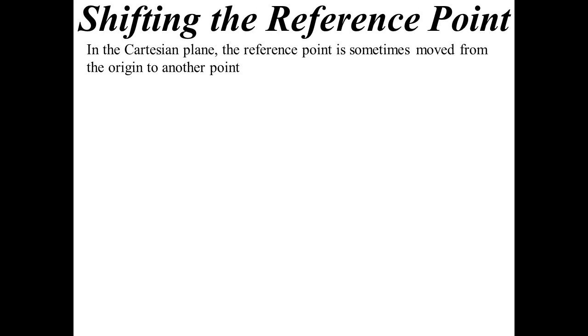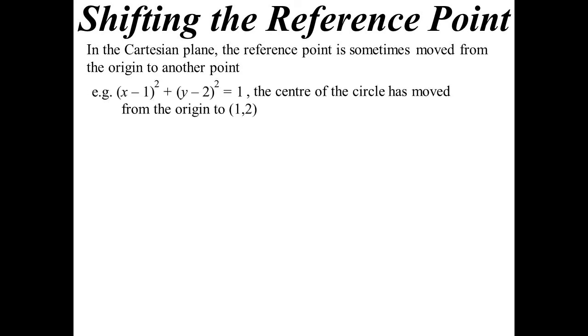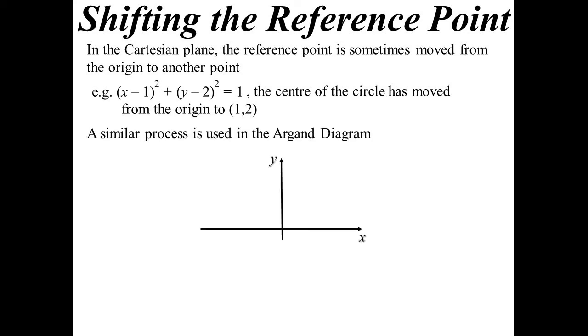Shifting the reference point. We see this a lot in coordinate geometry. Classic one is the circle there. If I move the centre of the circle from the origin to (1, 2), it becomes (x minus 1) squared plus (y minus 2) squared is equal to 1. Well, the Argand diagram is very similar to the number plane, so the same sort of ideas apply.